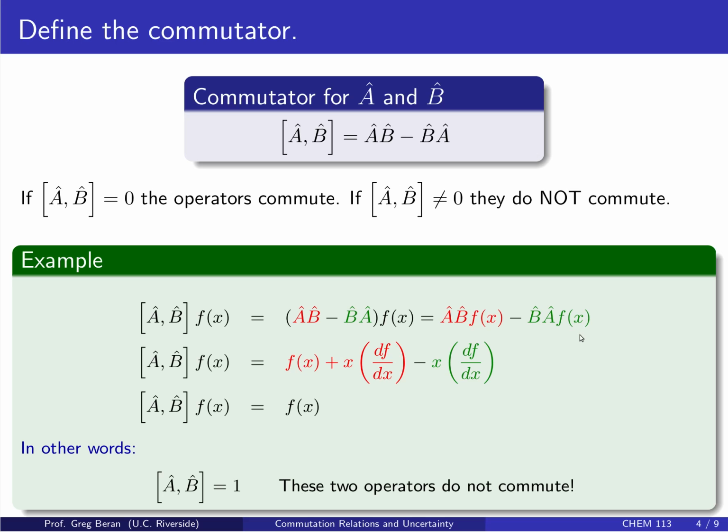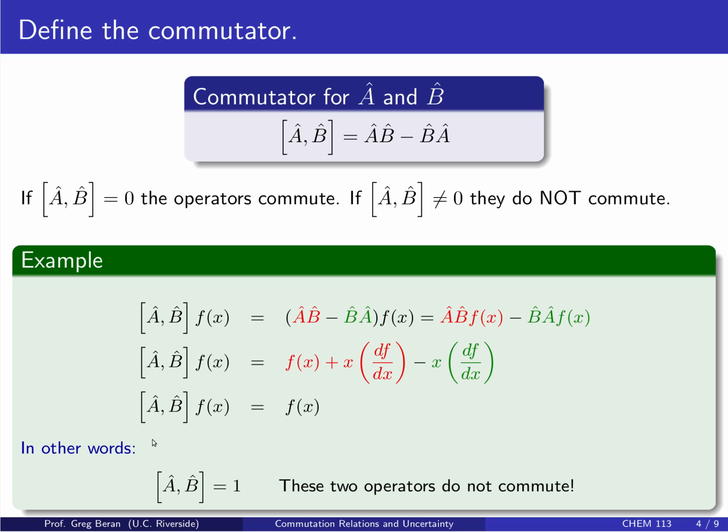And when BA acted on the function, then we got x times df/dx. You can see that the second and third terms are identical, but with opposite sign, so they cancel, and we're left with f of x. So we get the commutator of A and B acting on f of x just gives us back f of x.